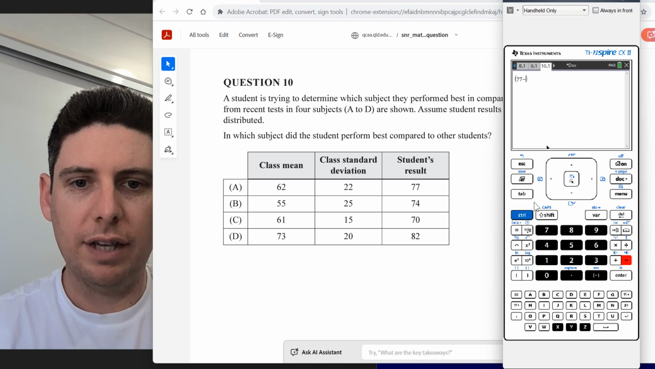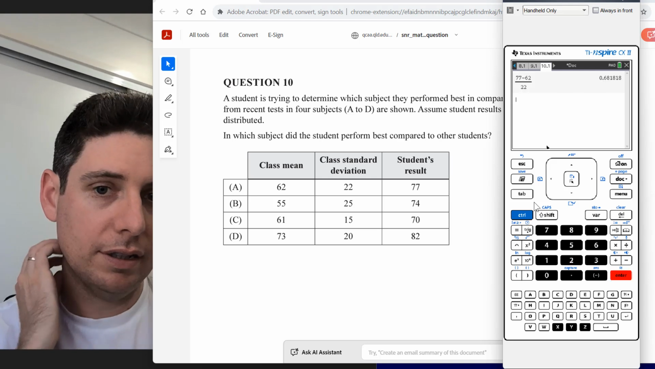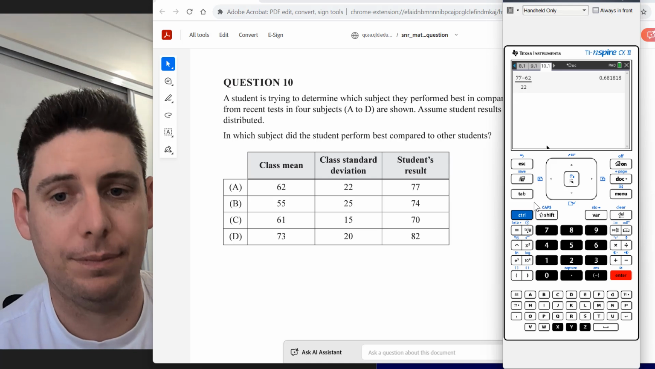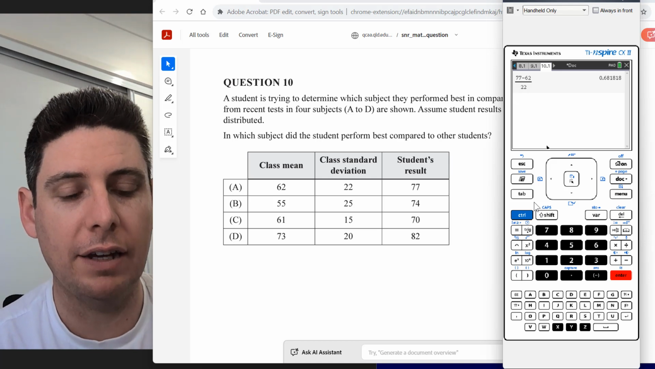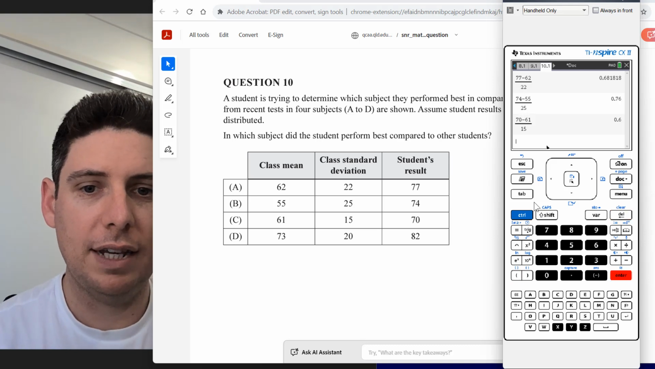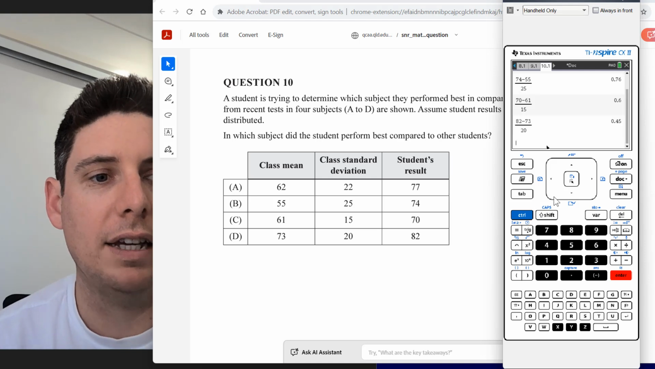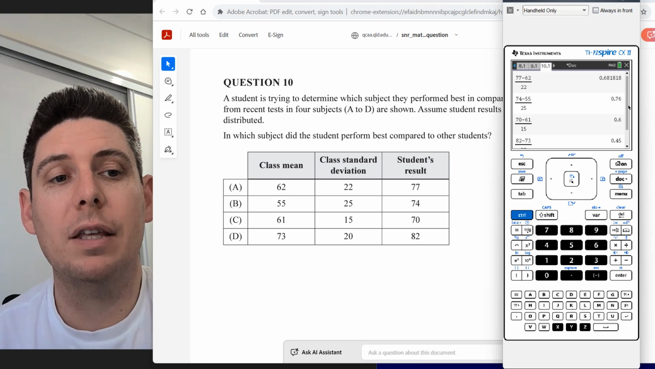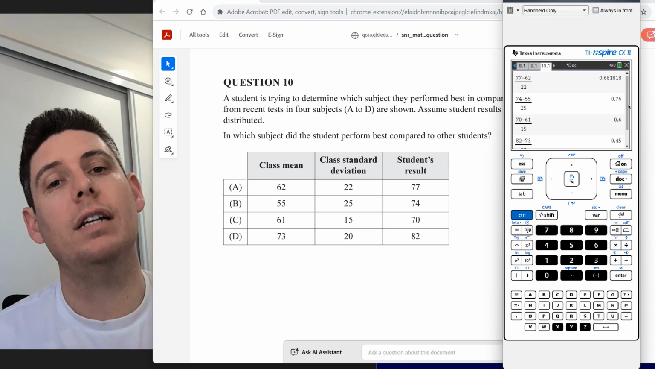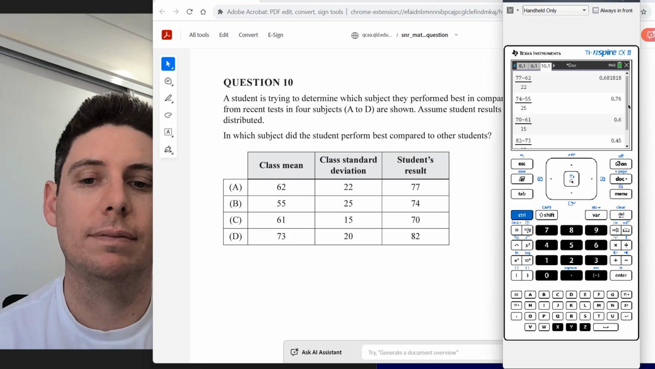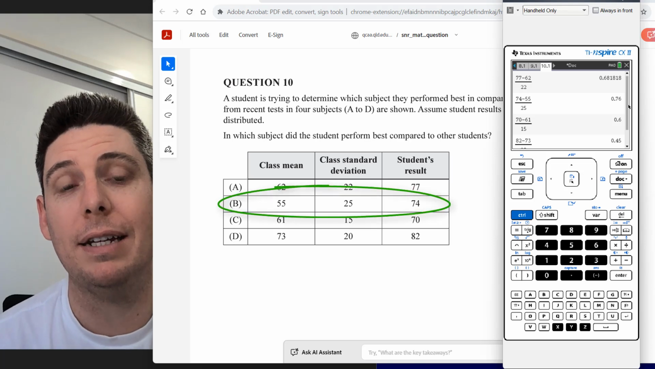So the student's result is X, the mean is 62, and standard deviation is 22. So that's the Z score for A. And so basically we just repeat that again for B, C, and D. That's B's Z score, that's C's Z score, and that's D's Z score. So if you look at the 4 Z scores, you can see that B has the best Z score. So comparing the 4 Z scores, the B result is the best result. So the answer to question 10 is B.